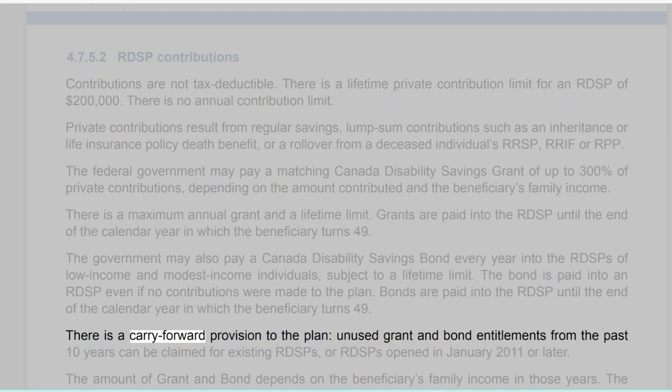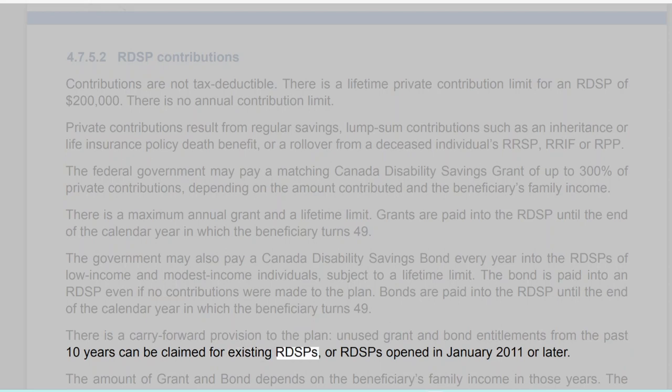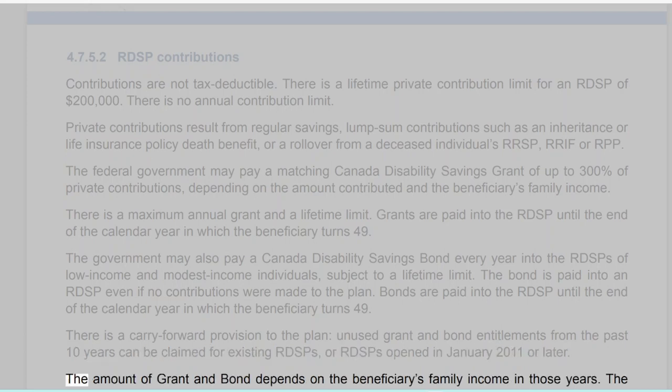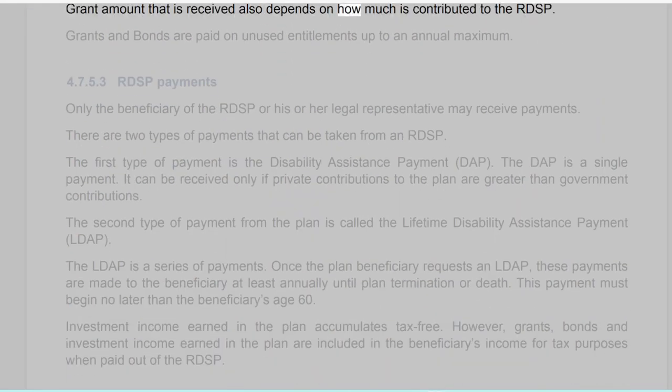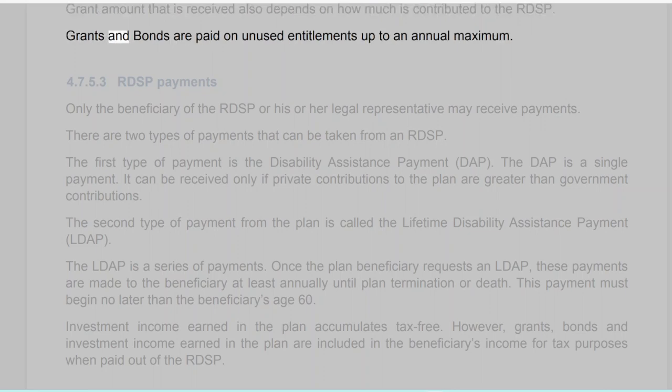There is a carry-forward provision to the plan, and unused grant and bond entitlements from the past 10 years can be claimed for existing RDSPs or RDSPs opened in January 2011 or later. The amount of grant and bond depends on the beneficiary's family income in those years. The grant amount that is received also depends on how much is contributed to the RDSP. Grants and bonds are paid on unused entitlements up to an annual maximum.